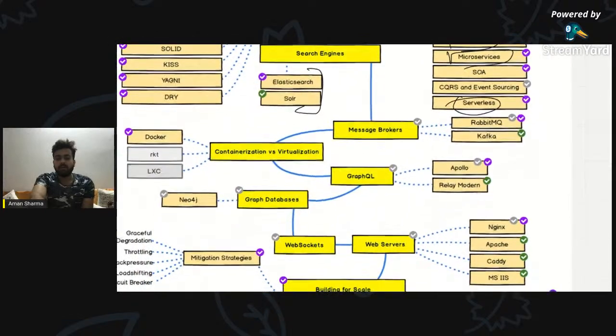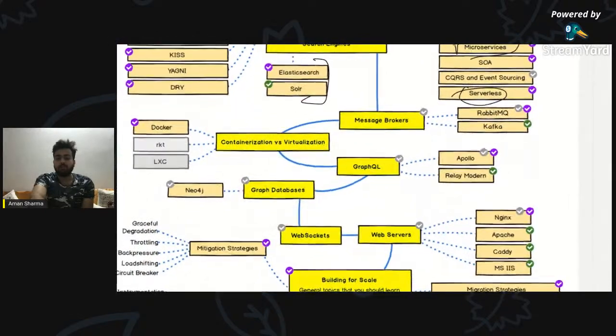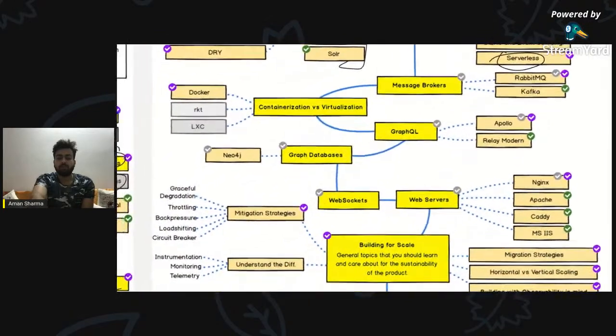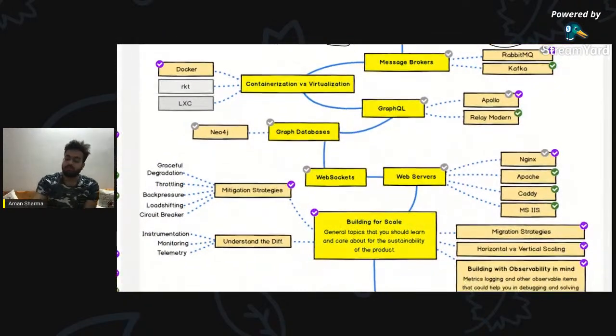GraphQL, again, I already explained what GraphQL basically means. It's a query language. Then a new kind of database is Neo4j, which is a very new graph technology. Apart from SQL and NoSQL, it stores the data in graph format.